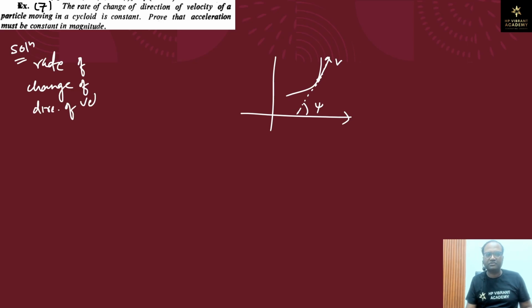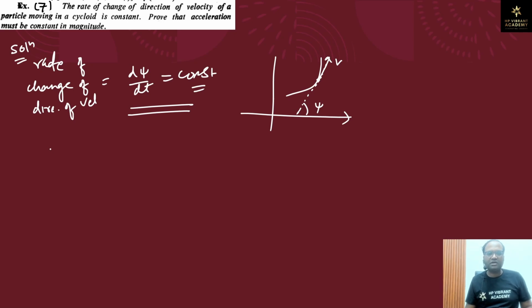Direction of velocity is equal to d psi upon dt equal to constant. So this is similar to the previous question. Prove that acceleration is constant in magnitude. This is similar to the previous question, because in the last lecture also d psi upon dt is constant. So what do we have to find?